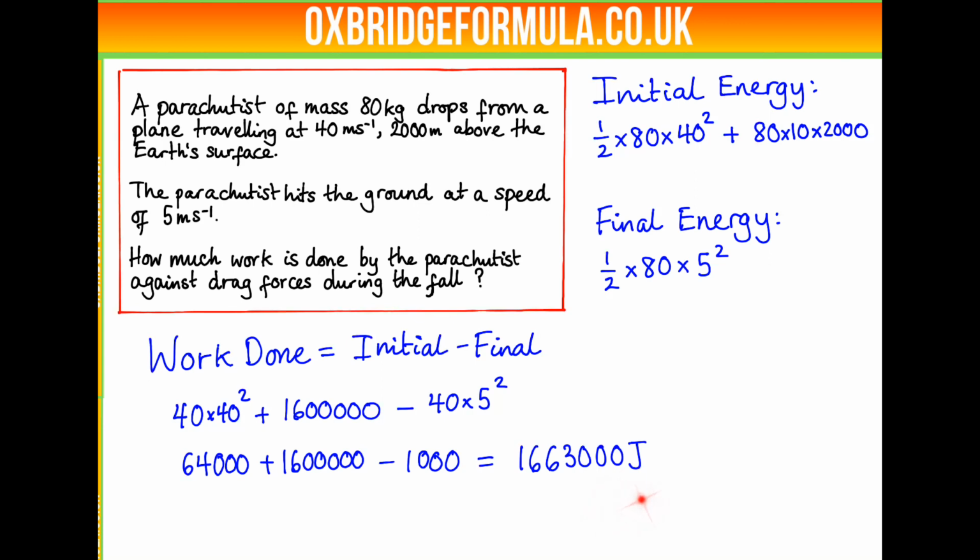And this is the work done by drag forces, or the work you've done against drag forces during the fall. So you've lost quite a lot of energy. So your final energy was only about 1,000 joules. So quite a lot of energy has been lost during this fall, and that's to be expected as they used a parachute.